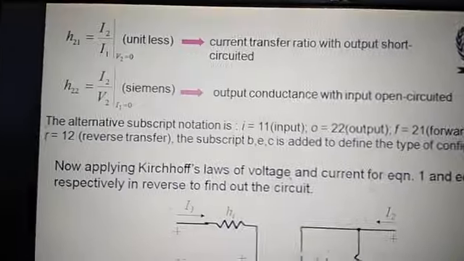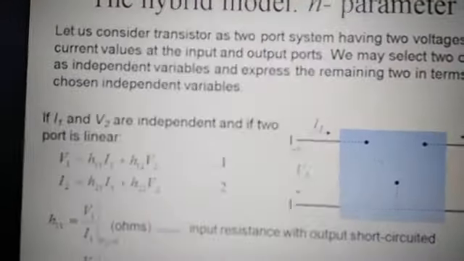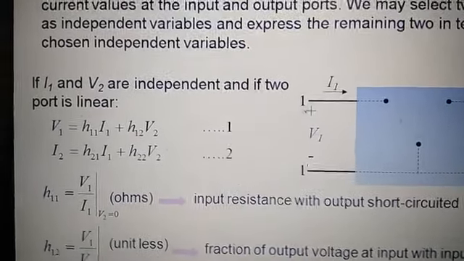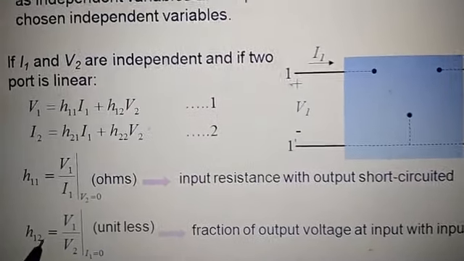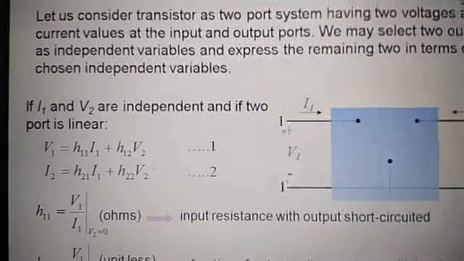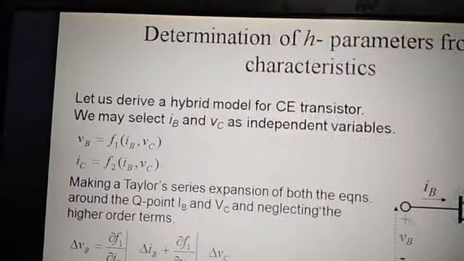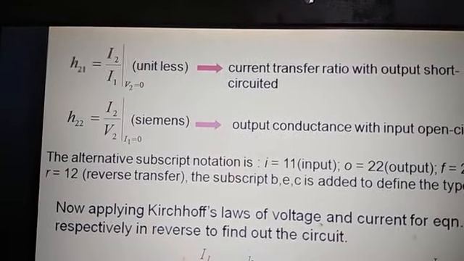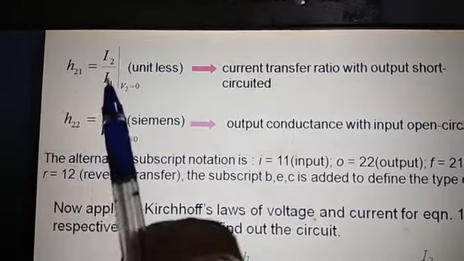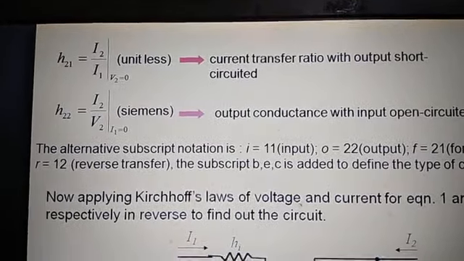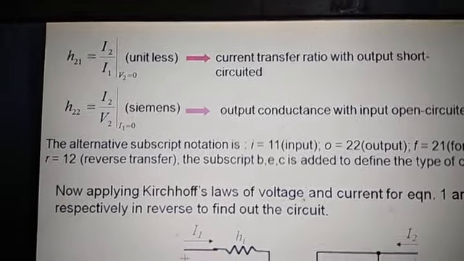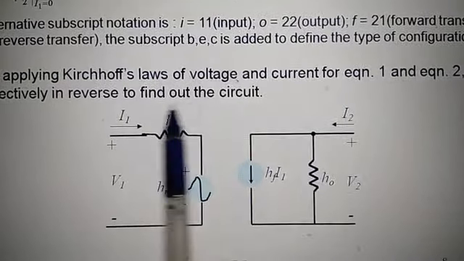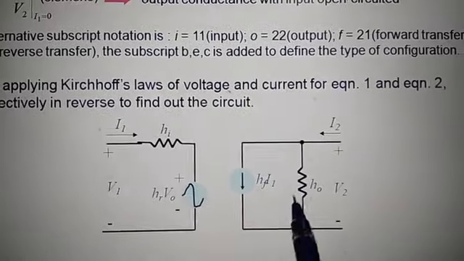you can see here, these four parameters are: H11 means HI, that is the input impedance. H12 means HR, that is the reverse voltage gain. And H21 means HF, that is the forward current gain. And H22 means HO, that is the output conductance. So these are the four parameters, and we can draw the equivalent diagram using these H parameters.